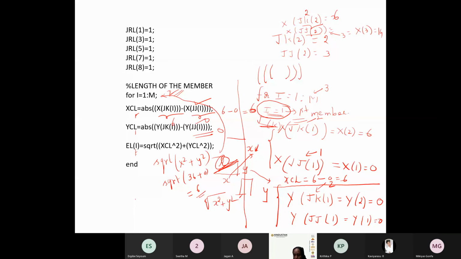Can anyone tell me the answer? What is the length of the second member? 8, ma'am. 8. Yeah, that's the correct answer. What about Jagan? Did you get the answer as 8? Yes, ma'am.